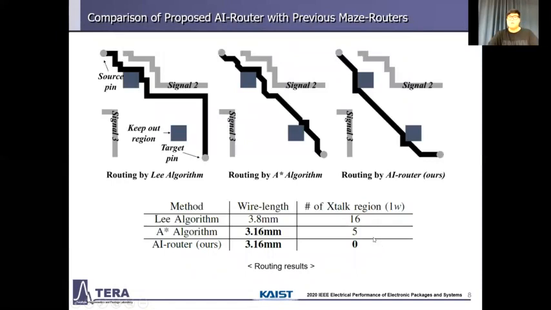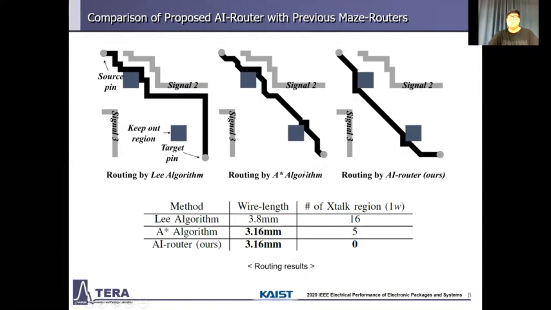And let's compare with other heuristics, the Ree algorithm and the A-star algorithm. As you can see, the Ree algorithm chooses the upper region. There are many crosstalk regions here. The A-star algorithm also chooses the upper region. So many crosstalk regions here.